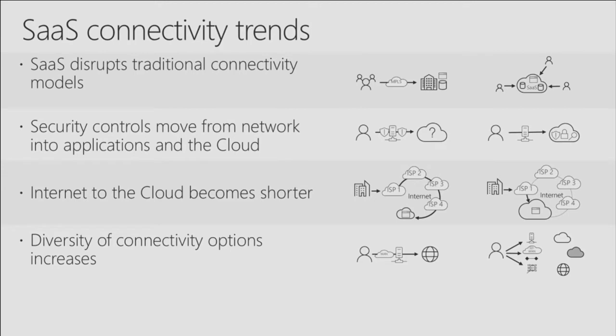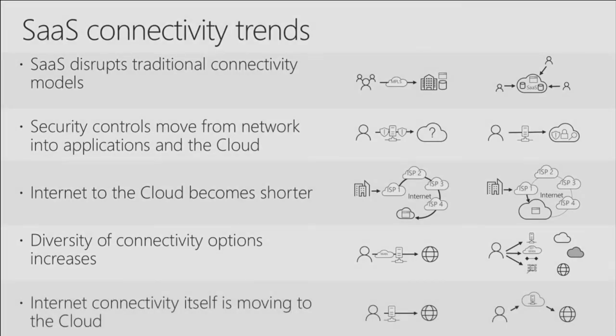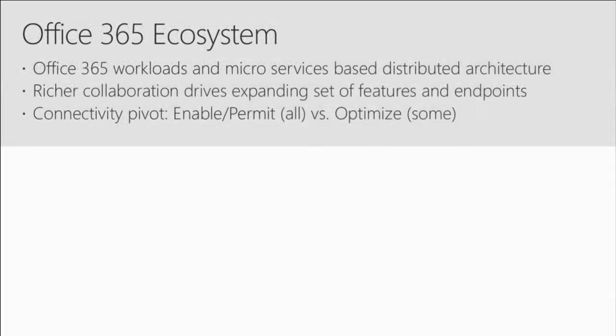Diversity of connectivity options. If you're evaluating different ways of connecting to the cloud, you may be overwhelmed with a different set of choices, ranging from traditional on-premise equipment all the way into managed services. Sometimes these choices are tweaked or customized for individual cloud-based applications, ranging from untrusted to trusted clouds. And then finally, the connectivity to the internet is moving to the cloud itself. We're going to touch on that later in this talk. But if you look at all these trends, these are fundamental shifts that influence how enterprises think about the connectivity. So let's keep those trends in mind and then project some of them to Office 365.